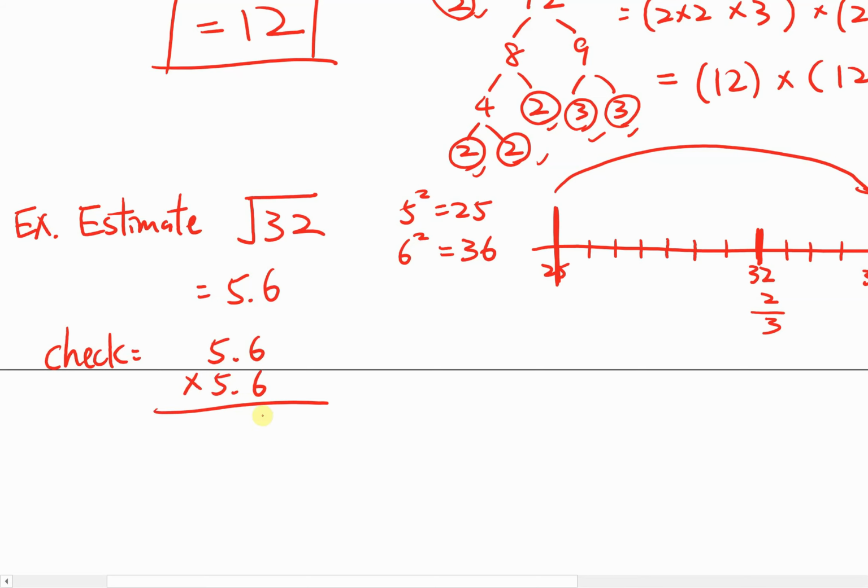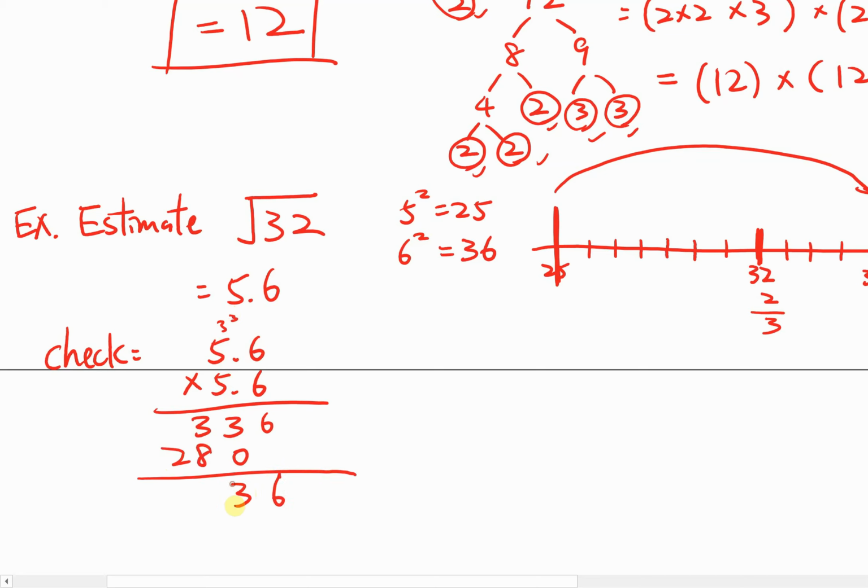So 6 times 6 is 36. Put a 3 here. 6 times 5 is 30. 30 plus 3 is 33. Then we have 5 times 6, which is 30. Put a 3 here. 5 times 5 is 25. Plus 3 is 28. Add them together.